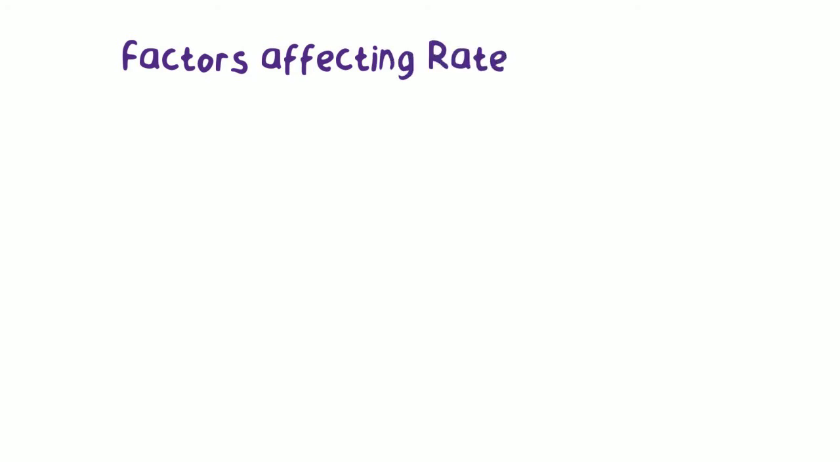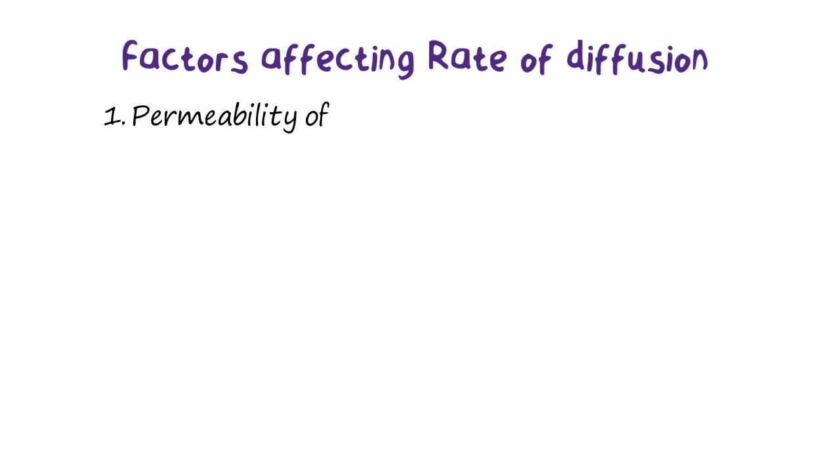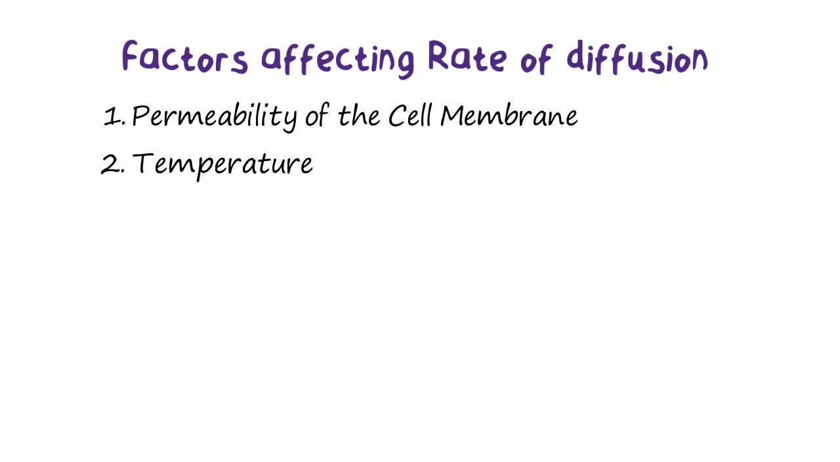The factors that affect the rate of diffusion overall are listed. One is that the rate of diffusion is directly proportional to the permeability of the cell membrane. Since the cell membrane is selectively permeable, only a limited number of substances can diffuse through the membrane. The second is that the rate of diffusion is directly proportional to the body temperature. Increase in the temperature increases the rate of diffusion. This is because of the increased thermal motion of the molecules when the temperature rises.